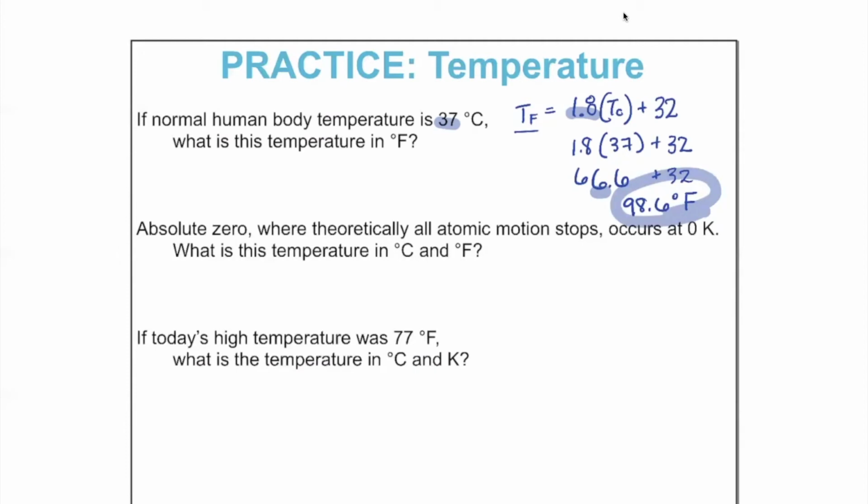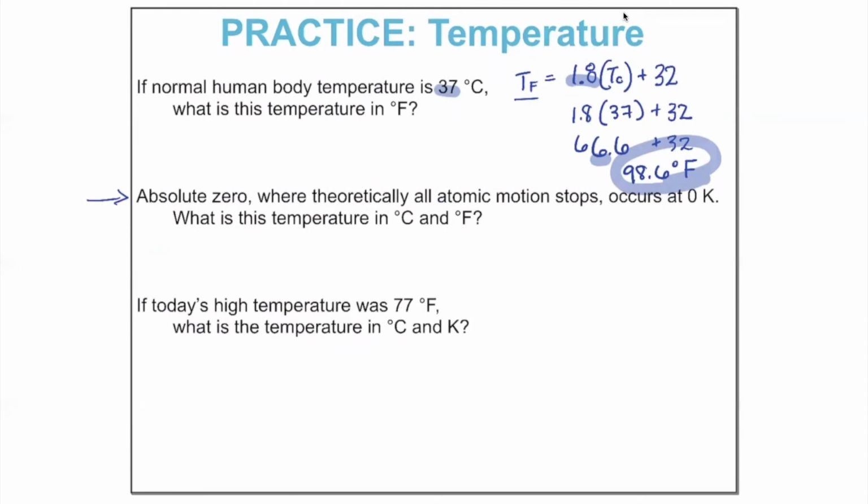We talked about absolute zero. That's theoretically where all motion stops. That occurs at 0 Kelvin. So what is the temperature in Celsius and in Fahrenheit? If we look at our original equation that says our temperature Kelvin equals our temperature Celsius plus 273. So if we have 0 here, we want to calculate what Celsius temperature would this be. So the way that we do that is we subtract 273 from both sides, and we end up with negative 273 equals temperature Celsius. And so that would be negative 273 degrees.